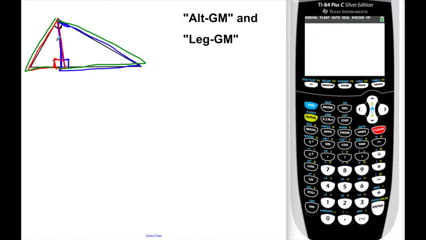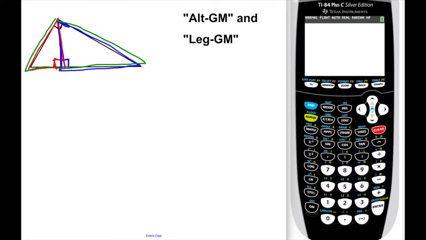Think about it: the red shape's sides are proportional to the green shape's sides because they're similar. The blue shape's sides are also proportional to the green shape's sides because they're similar. But that must then mean that the red and the blue are also proportional to each other, because if they're proportional to the same shape, they have to be proportional to each other. So let's look at an example of this.